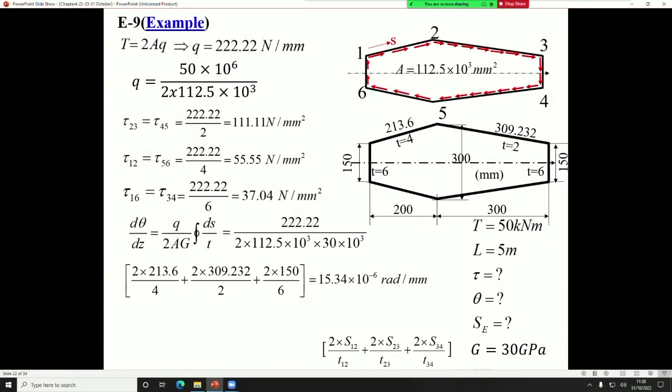In order to find the angle of twist, we multiply it by how many meters? 5 meters. But just remember, this is in millimeters, so this must be converted to millimeters, or you can convert it to meters, your choice. I haven't shown the value of theta here, but I've given you the final answer. So whatever you get here, in radians, multiply by T, divide by 2, gives you 1.9 kilojoules, the energy stored in the section.